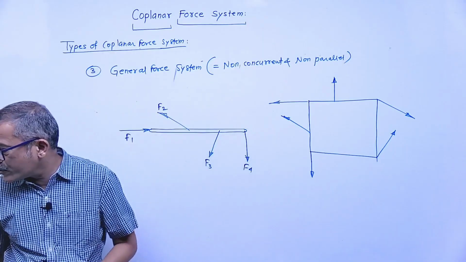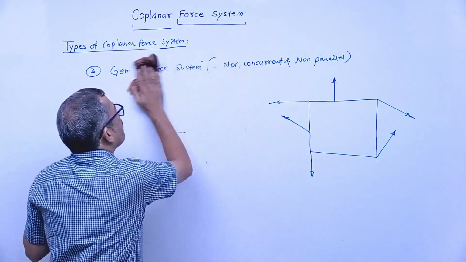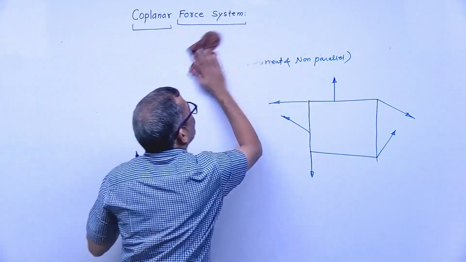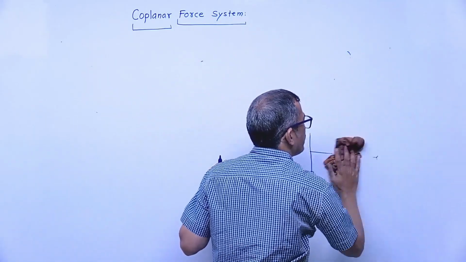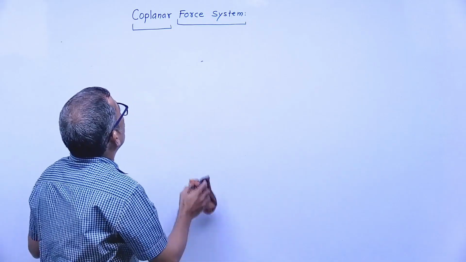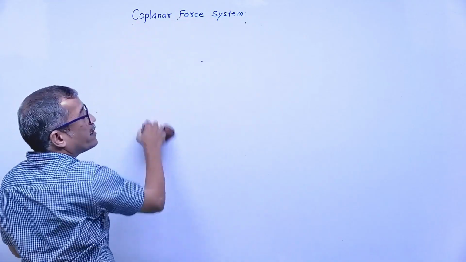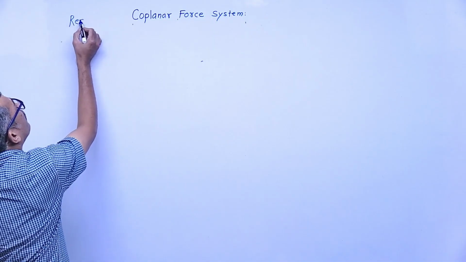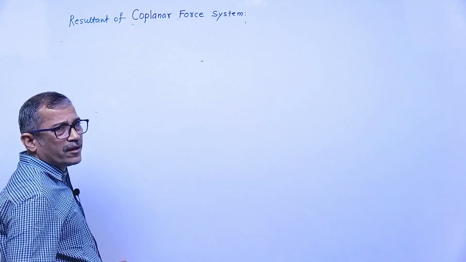Now I will introduce the simple key in the coplanar force system. Basically, what you have to do is find the resultant. What is the meaning of resultant, basically? The resultant will be discussed and we will solve problems in the next lectures. This is our first lecture. So in the coplanar force system, the important part is the resultant, the resultant of the coplanar force system.